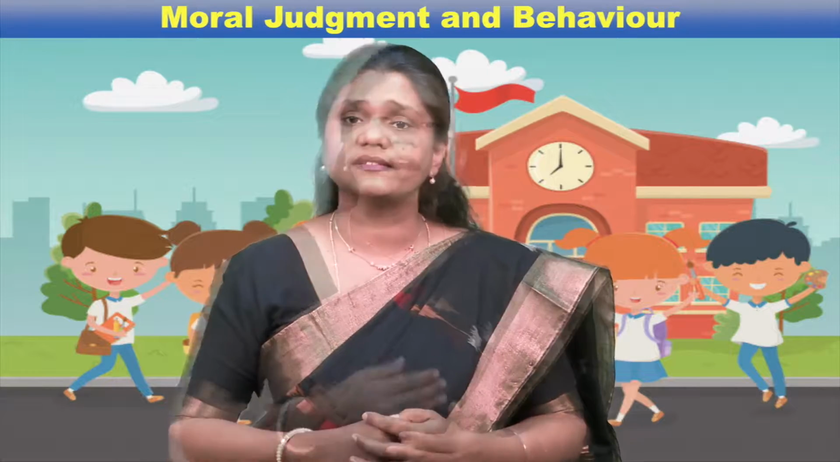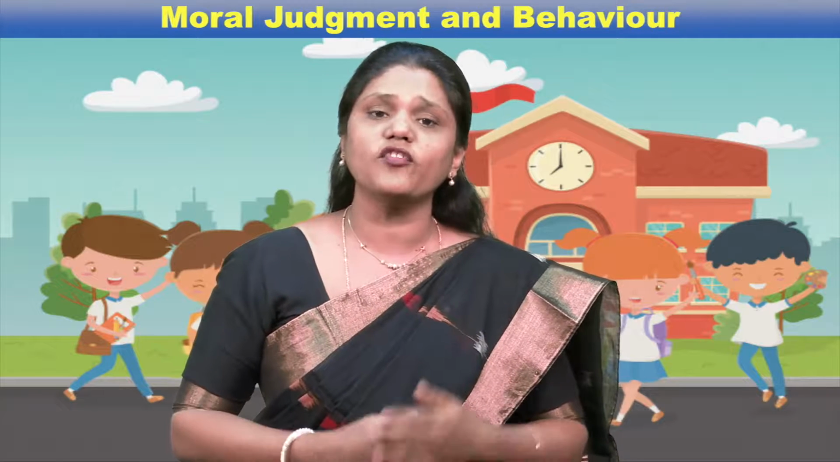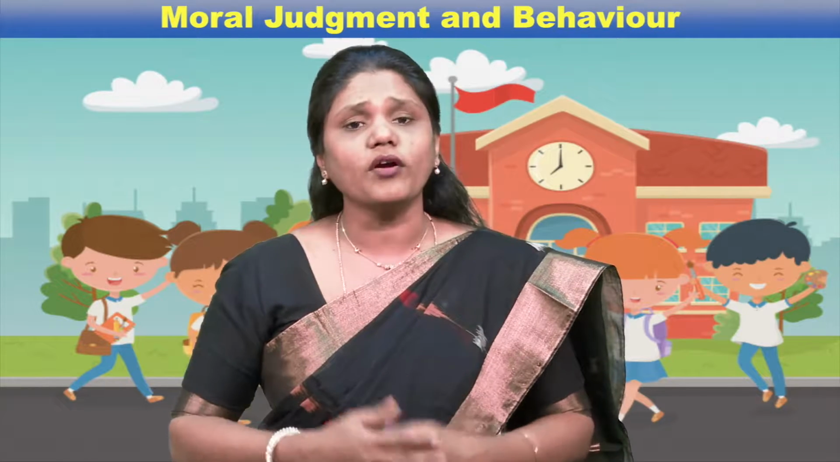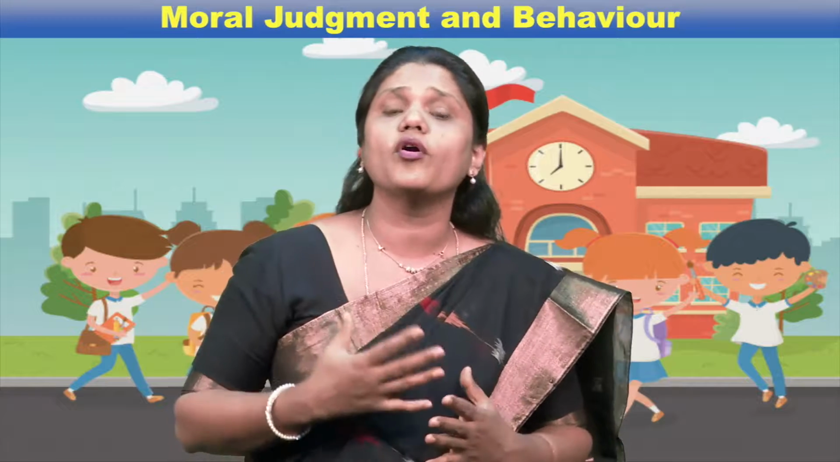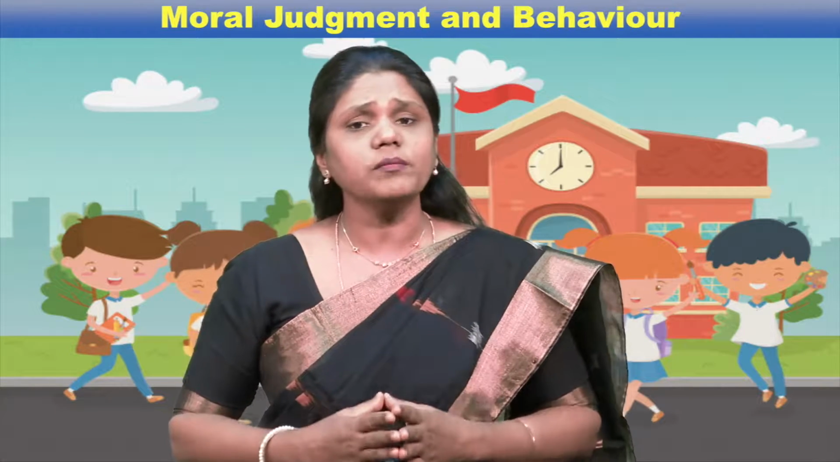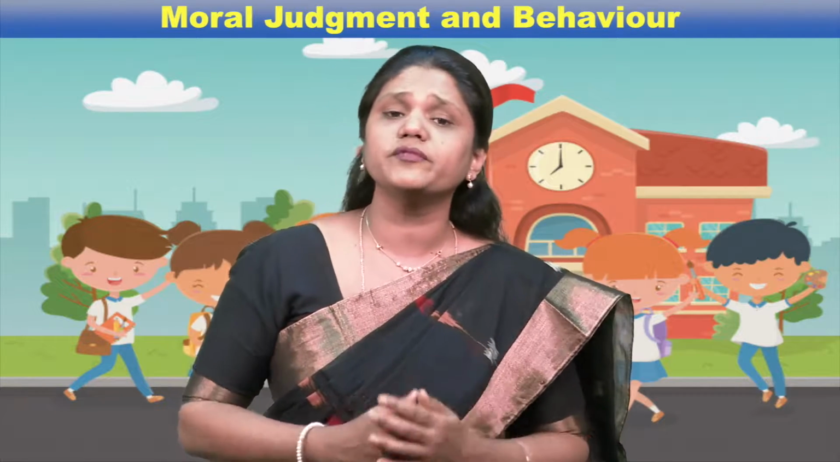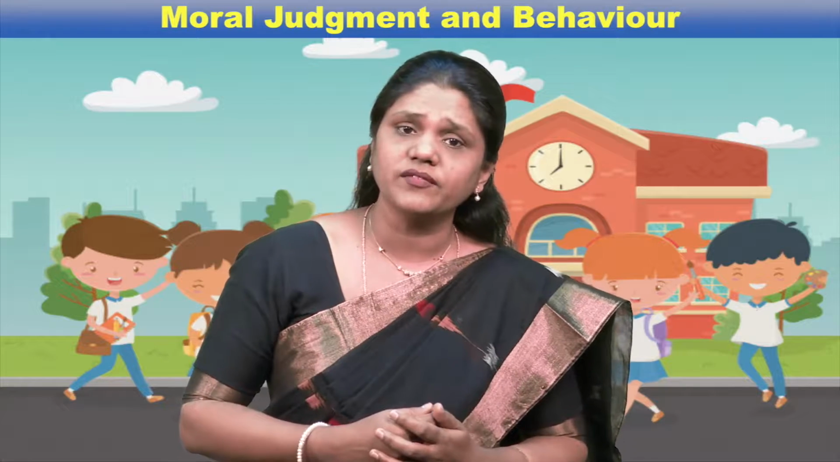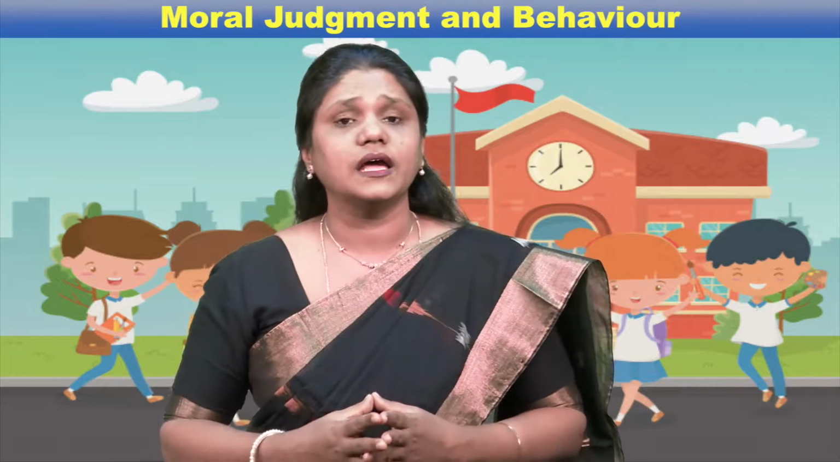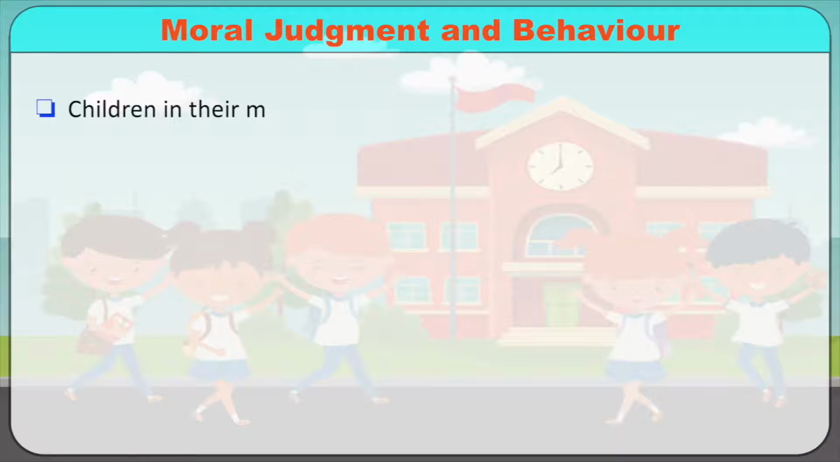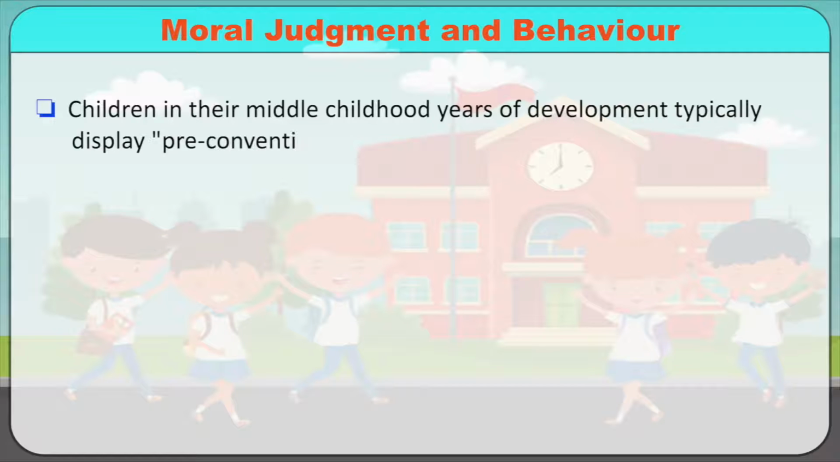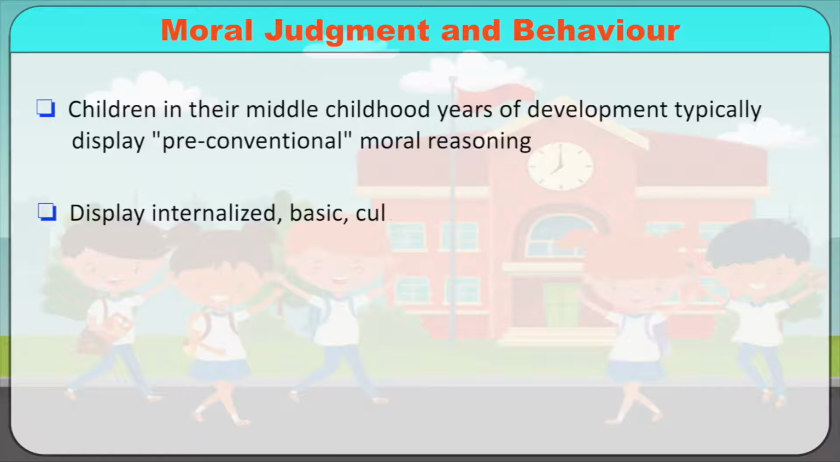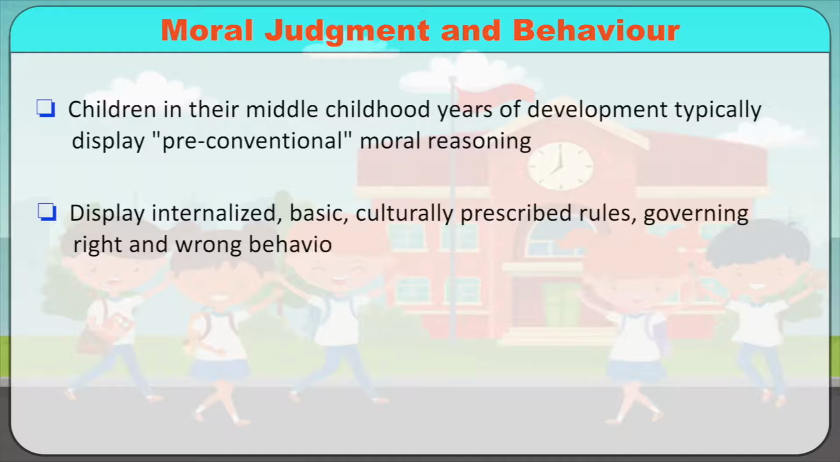Coming to the moral judgment and behavior, moral values and their importance in a child's life are developed during the middle childhood years. Kohlberg, inspired by the work of Piaget, made an important contribution to our understanding of the moral development of children. Kohlberg's outlook links the relationship between Piaget's concepts of cognitive development and gaining moral values. According to Kohlberg, children in their middle childhood years of development typically display pre-conventional moral reasoning. They thus display internalized, basic, culturally prescribed rules governing right and wrong behavior.